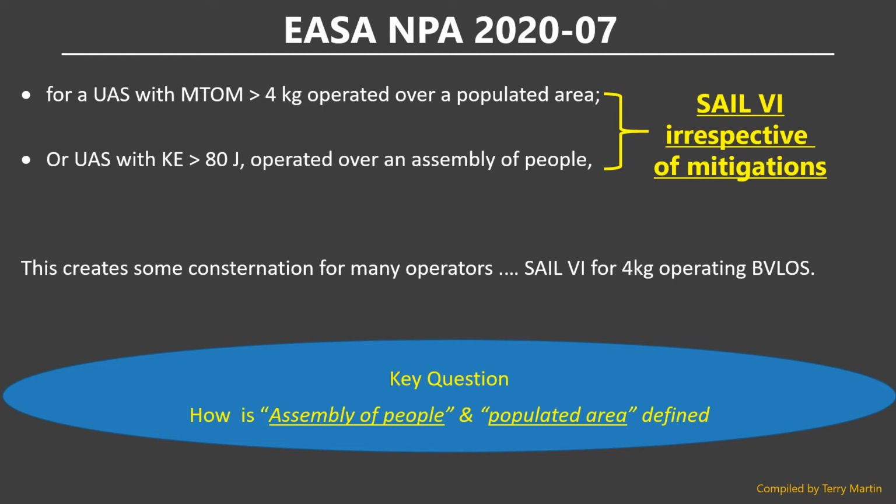an NPA put out by EASA. Of primary concern in this NPA, to many nations, is the quite restrictive push towards making everything over 44 kilos or 80 joules require SAIL 6, which is a form of certification. Whether it's 80 joules or 44 kilos is subject to whether it's in a populated area or an assembly, which can loosely equate to a gathering of people. And the money question in all of that is, okay, how is population for those particular categories defined?